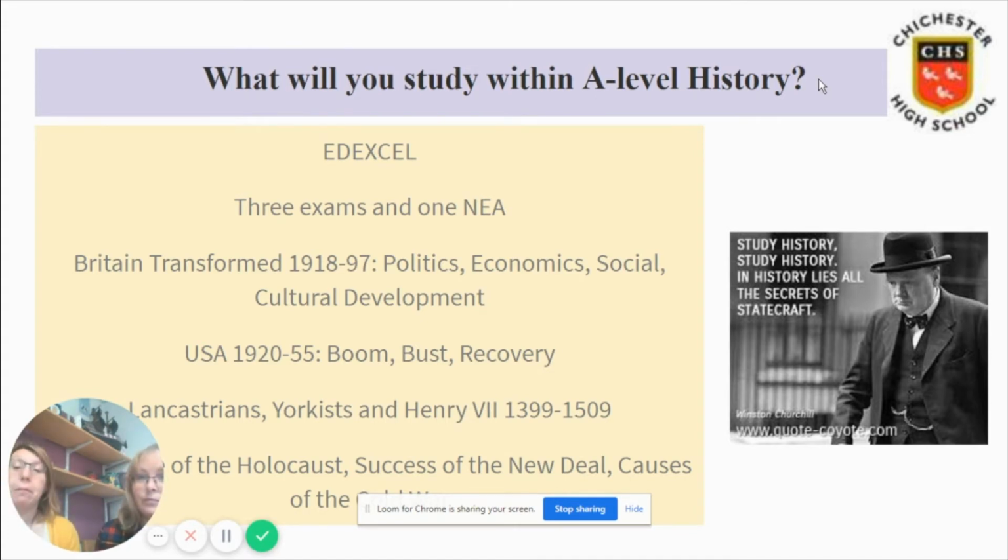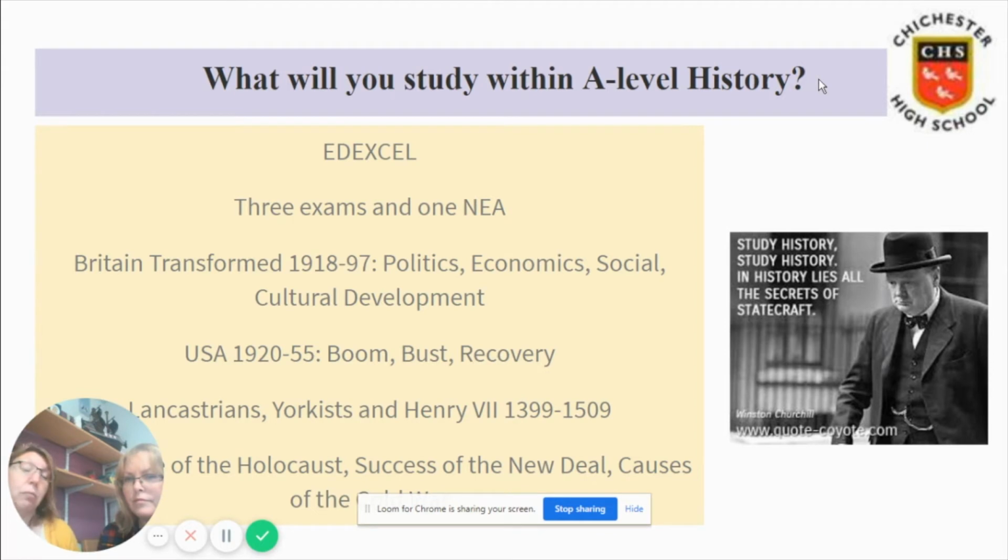Then my paper 2 reflects that, but we look at it in terms of USA 1920 to 1955. And again, this is a mixture of politics, economic and social change. We look at the period of boom in the 20s, so the glorious 20s. So if you're interested in things like the Great Gatsby film, that gives you a sense of the period. And we look at things like the Ku Klux Klan's development, prohibition and gangsters coming out of that period, and then we look at how that all collapsed in '29, the Wall Street crash and the bust.